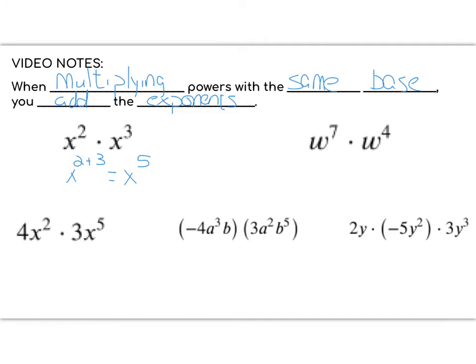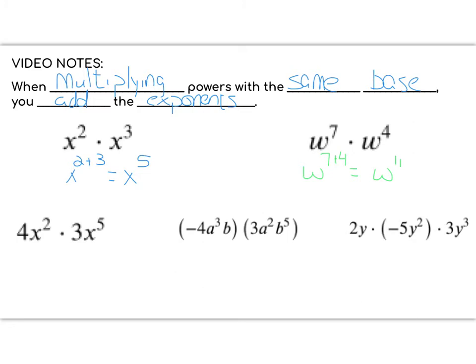So next problem, I have w to the 7 times w to the 4. So here I'm multiplying w 7 times. Here I'm multiplying w by itself 4 times. So total, I am multiplying w times itself 7 plus 4 times, which is w to the 11th. So when you are multiplying powers with the same base, you add the exponents. So here are the types of problems we're going to see with this.